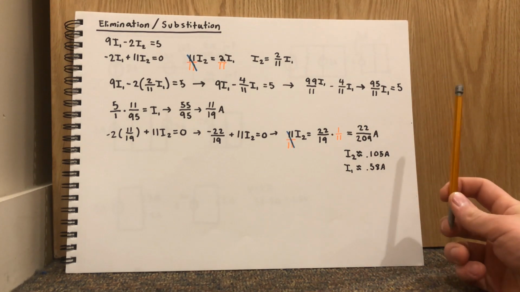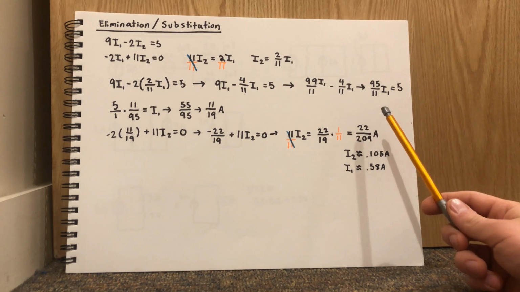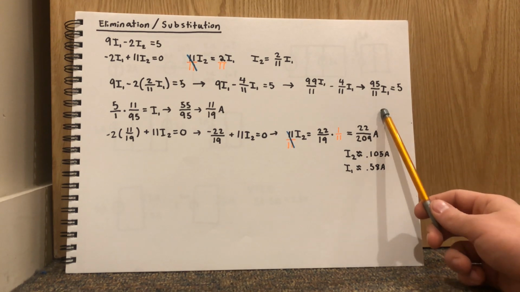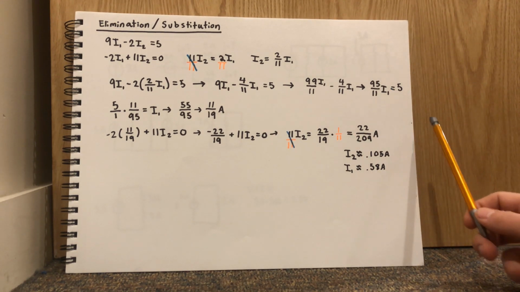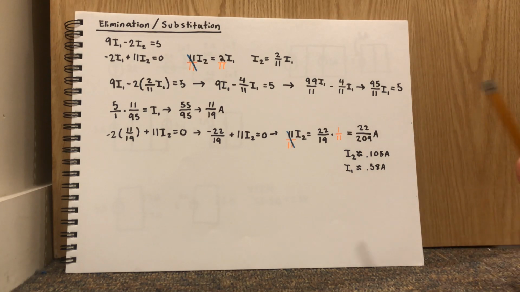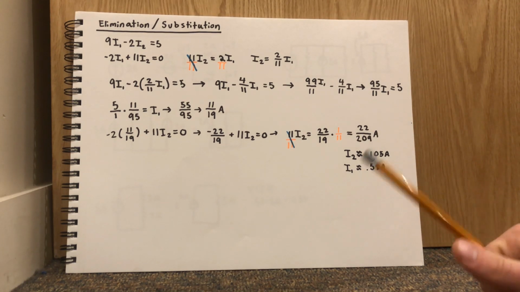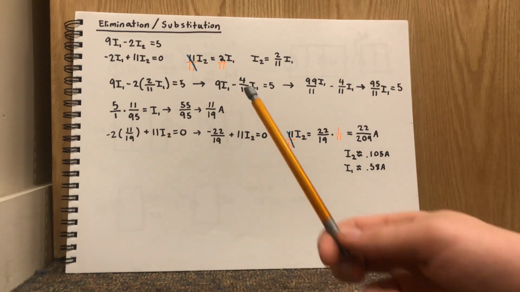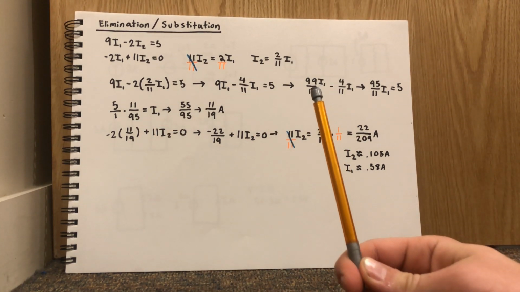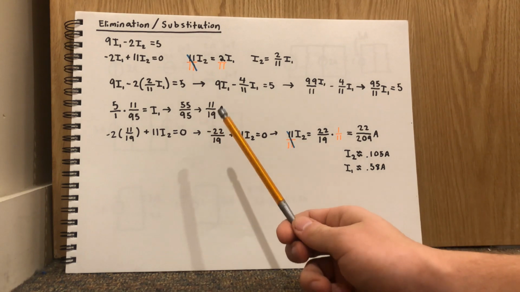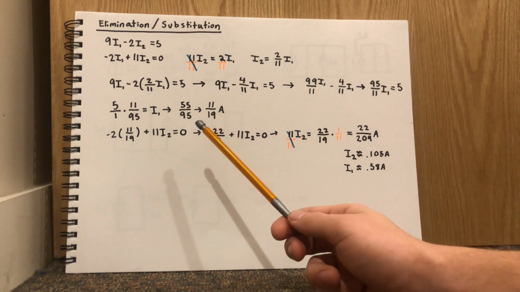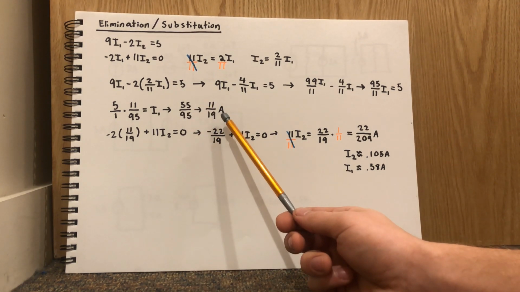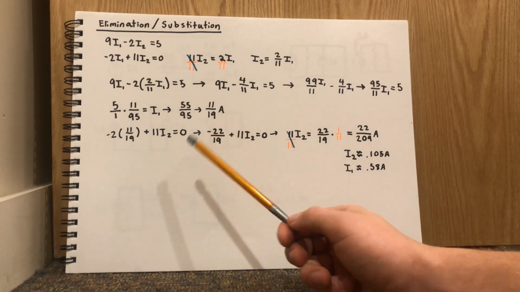Now all we have to do is solve for I1. So we're going to move over this 95 over 11. We're going to divide it over, and dividing is the same as multiplying by the reciprocal. So we can say that 5 times 11/95 is equal to I1, which gives us 55/95 and a current of 11 over 19 amps.